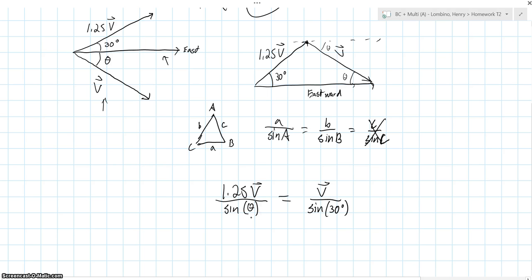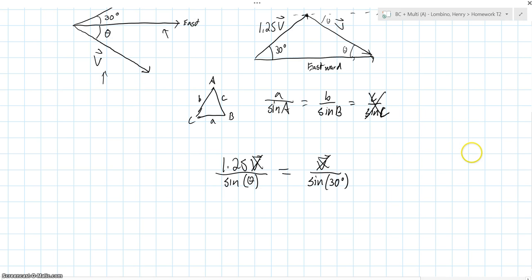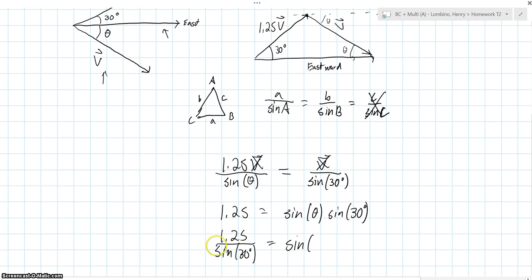So how are we going to do that? Well, now we can do some canceling right here. We can cancel these V's on the top, which is nice. And now we can just solve this. We're going to multiply both sides by sine of theta, so we get 1.25 equals sine of theta times sine of 30 degrees. Can't forget the degrees; we don't want this to be in radians. Then we divide both sides by sine of 30 degrees, and we get 1.25 over sine of 30 degrees equals sine theta.